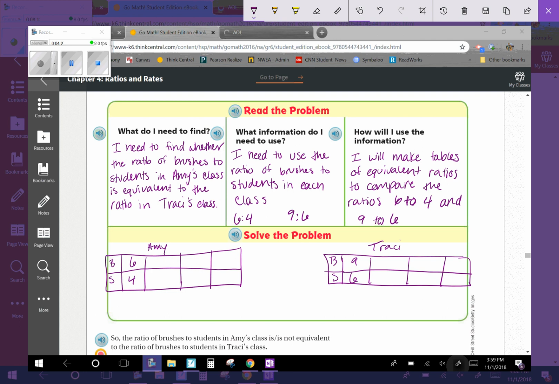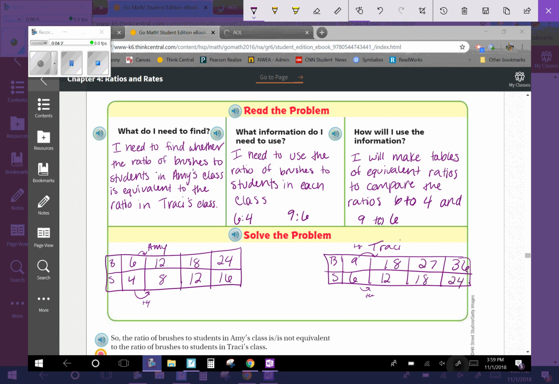If I'm going to add 6 each time, that will give me 12, plus 6 is 18, 18 plus 6 is 24. If I start with 4 on the bottom, I'm going to go up by 4 each time. So 4, 8, 12, 16. Tracy's I start at 9, so I'm going to add 9 every time. So it's going to be 18, 27, 36. And students, I'm going to add 6 every time, which is going to be 12, 18, and 24.